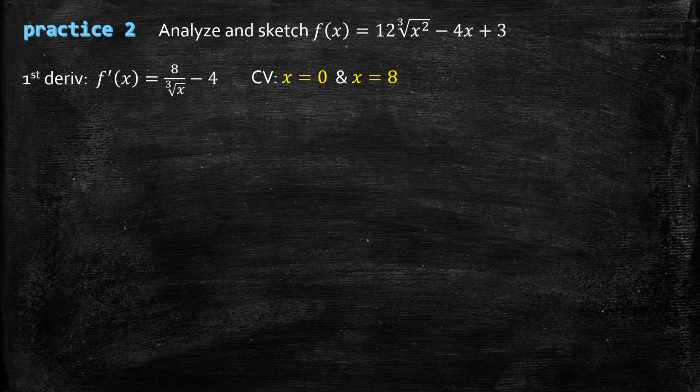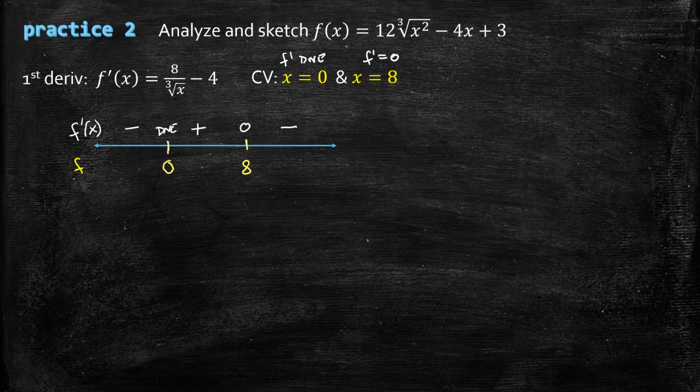So again, to see the details, you might want to revisit the previous video. But those are the critical values. x equals 0 makes f prime undefined, and x equals 8 makes f prime equal to 0. So we get the number line analysis going, and we make our conclusions that f is decreasing here, increasing, decreasing, and therefore we have a local min at x equals 0 and a local max at x equals 8. Once again, you can plug 0 and 8 into f of x to get the y-coordinates.